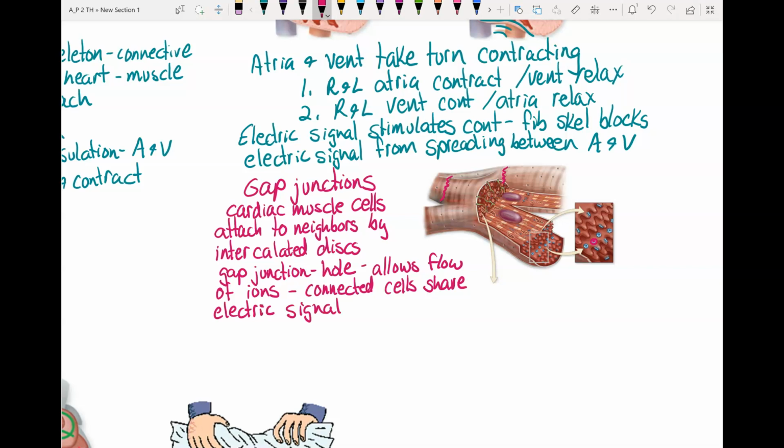So it's because of these gap junctions that the right and left atria contract together. They're in synchrony with each other. You know, the Olympics, when they have the synchronized swimmers, that's how your heart muscle cells are. And the right and left ventricles contract together.